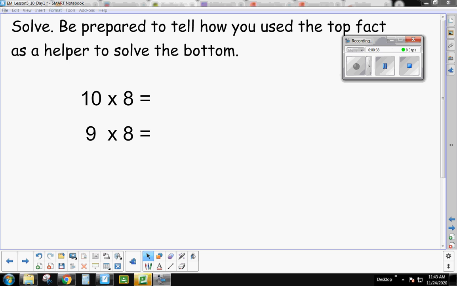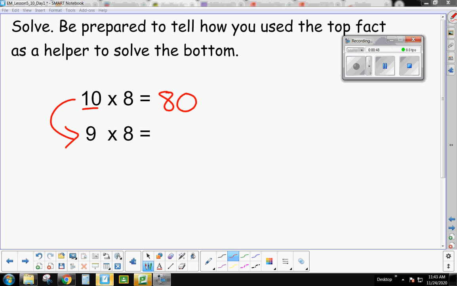All right, so 10 times 8 equals 80. And how could I use this fact to help me solve this fact? Well, if I know that 10 times 8 is 80, 9 times 8 is going to be less, right? And so I need to subtract a group of 8. So 80 minus 8 is 72.